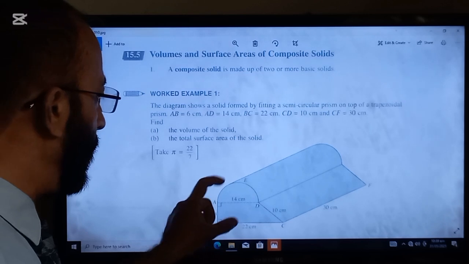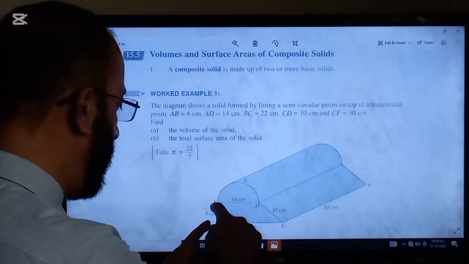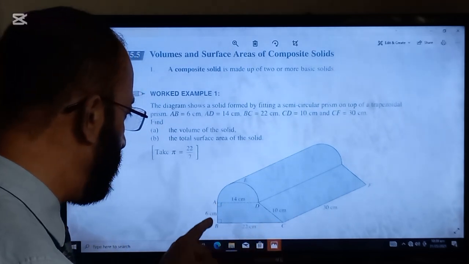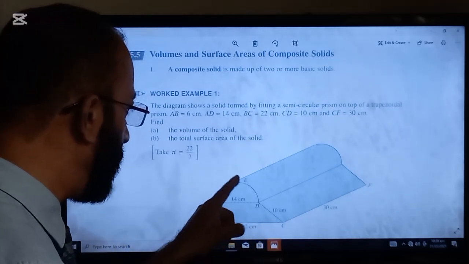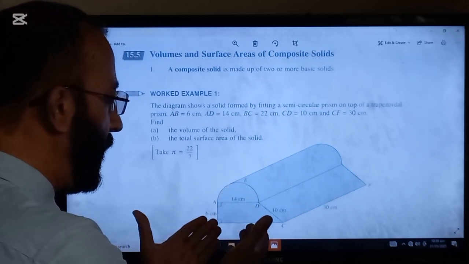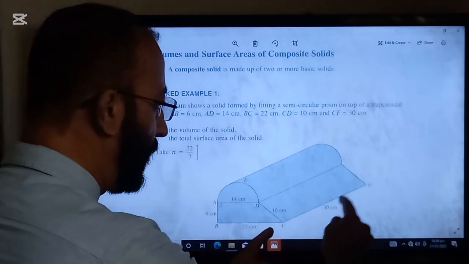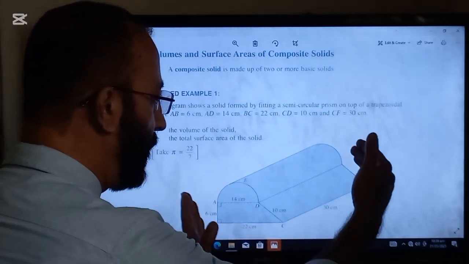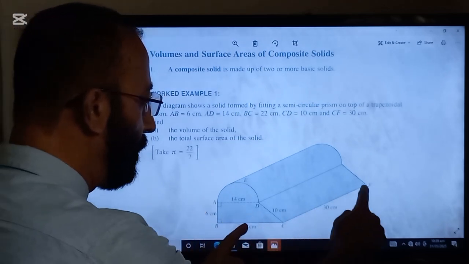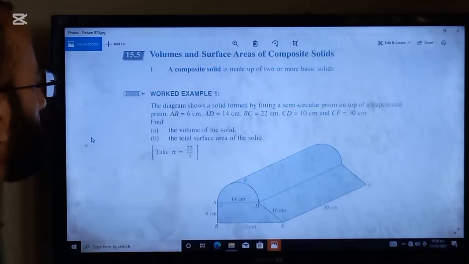So first we will find the cross-sectional area, which actually consists of a trapezium and a semicircle. First find the area of the trapezium separately and the area of the semicircle separately, then add them. That will make up the area of the cross section, and multiply it by 30, because this is the length between the cross-sectional areas. So the cross-sectional area multiplied by 30 will give you the volume of the solid. That is part A.